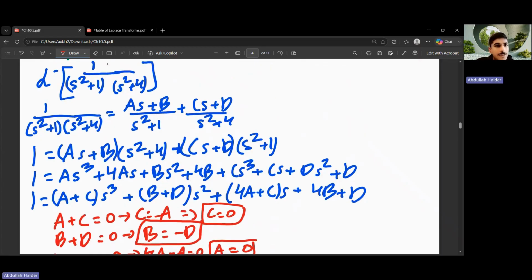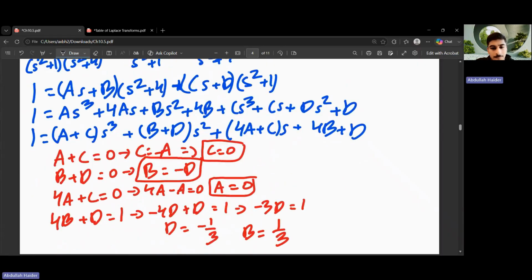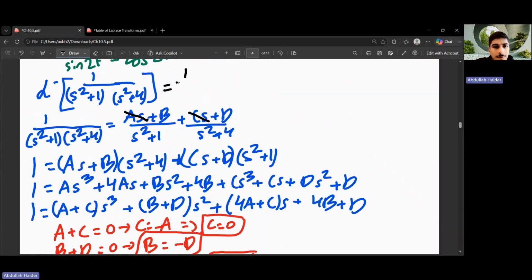So now you can find the Laplace inverse. Since a is 0 and c is 0, this is gone, this is gone. What is our b? 1 over 3. So 1 over 3 multiplied by 1 over s squared plus 1, plus our d, which is minus 1 over 3, multiplied by 1 over s squared plus 4.